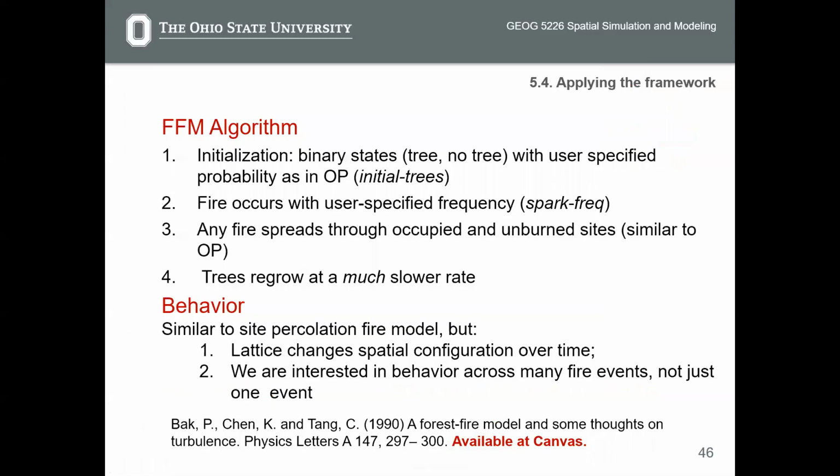So what is the algorithm of FFM? Firstly, there are binary states, 0 or 1, or we say tree or no tree, with a user-specified probability as in OP, the initial proportion of trees. And the fire occurs with a user-specified frequency, which means there could be a lot of sparks happening within a specific time, or very light sparks happening. Each spark leads to a fire, right? And any fire spreads through occupied and unburned sites.